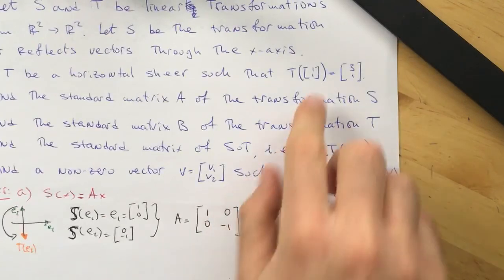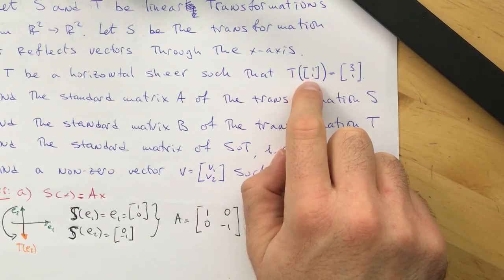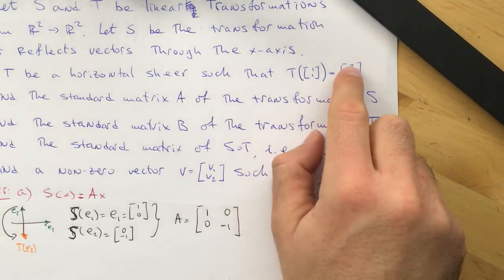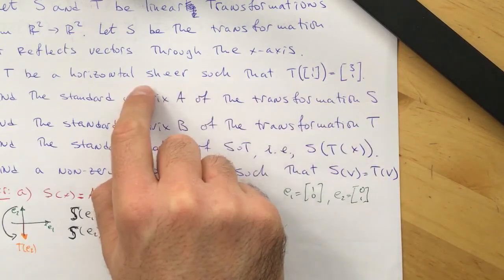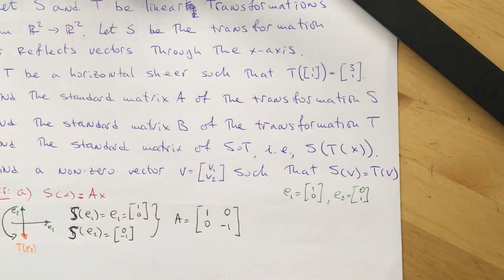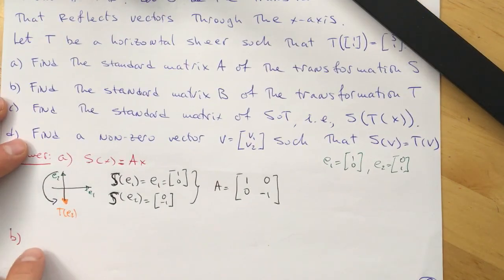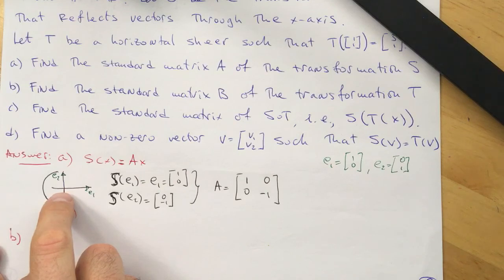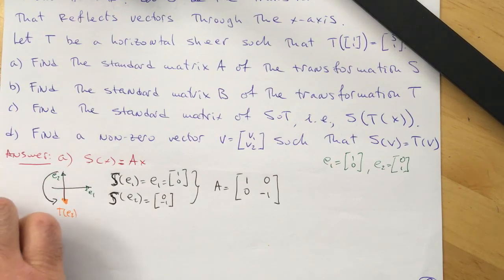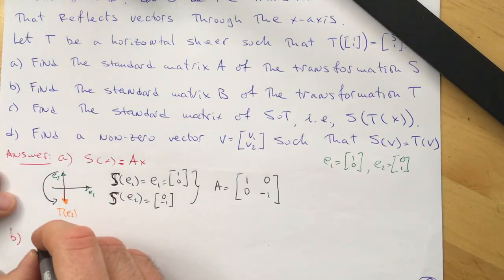B is defined as the transformation T that sends the vector (1, 1) to the vector (3, 1). It's a horizontal shear. That means that the standard unit vector e1, (1, 0), stays at its place, and the vector (0, 1) gets transformed. So let's see what is going to happen.